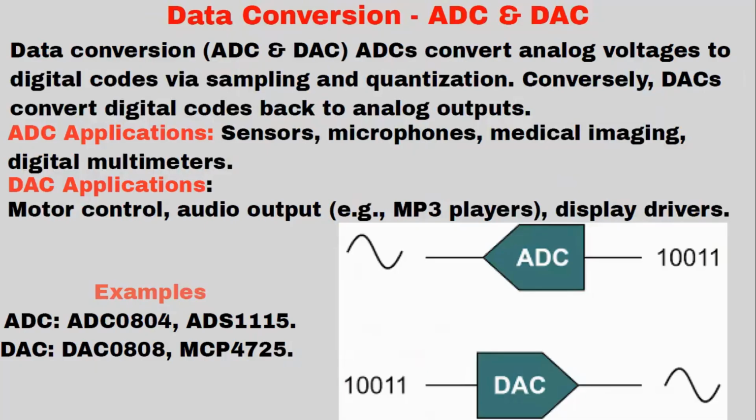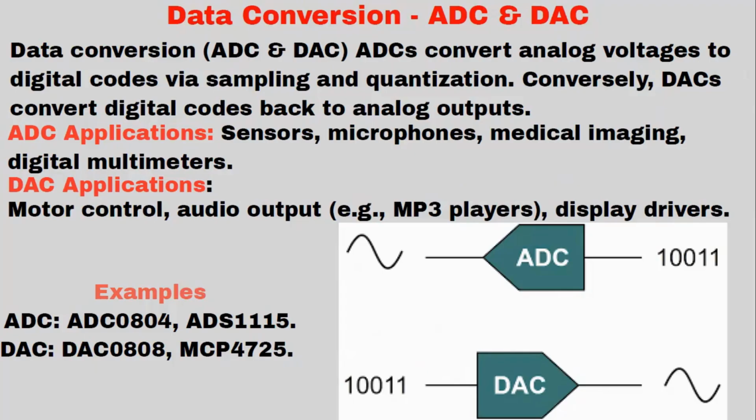All right. Next is data conversion. This is a very important topic, data conversion, ADC and DAC. What exactly is it? What does it do? ADC converts analog voltage to digital codes via sampling and quantization. And vice versa for DAC. It is again the reverse.